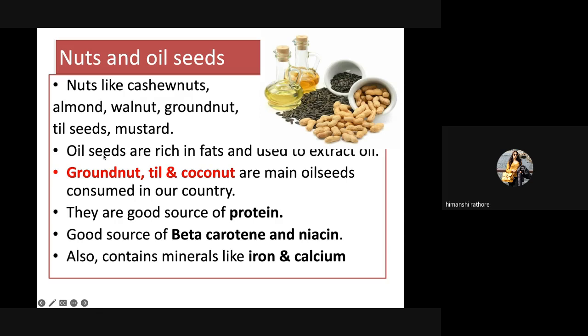So beta carotene is nothing but a form of vitamin A, if you guys remember. So they are a good source of fats, and oil provides us a good source of vitamin A, and niacin, which is vitamin B3. Also contains minerals like iron and calcium. If you are having mustard, they are rich in iron. If you are taking sesame seeds, they are rich in calcium too. So depending on the type of oils, type of seeds you are using to extract your oil, they provide you nutrients. But all of them provide you good protein and fat soluble vitamins.